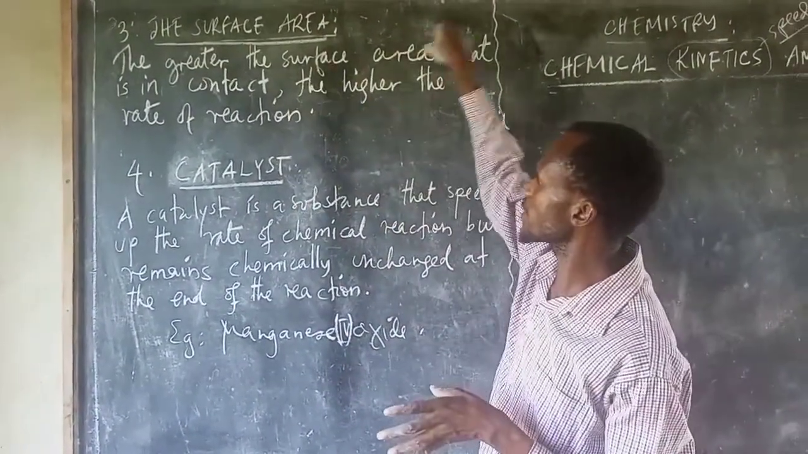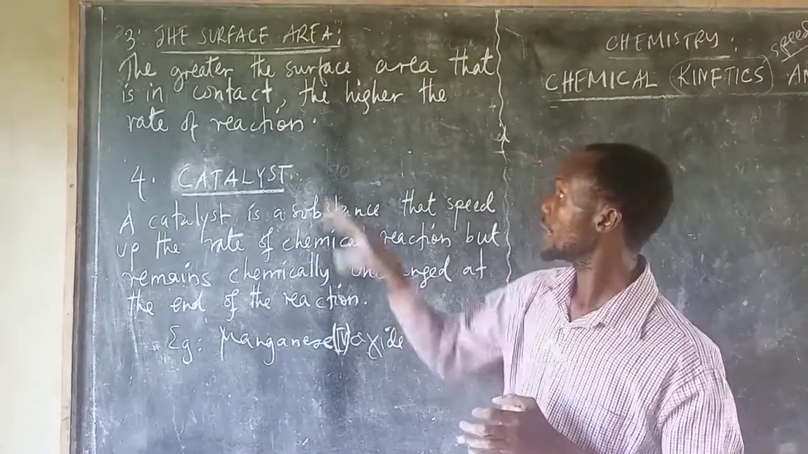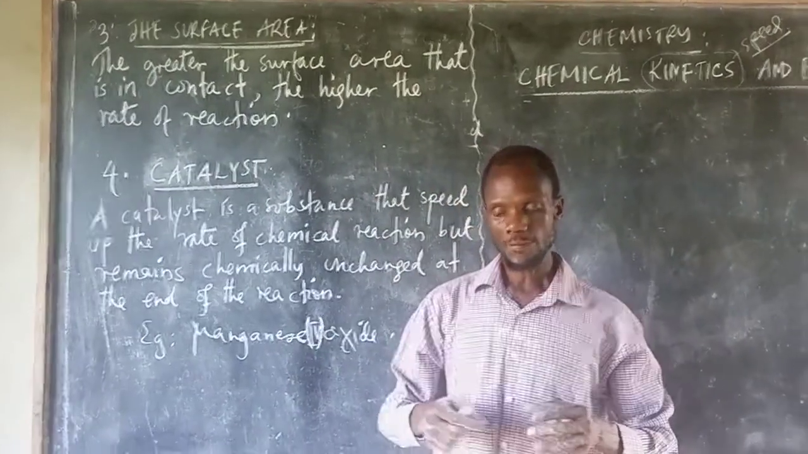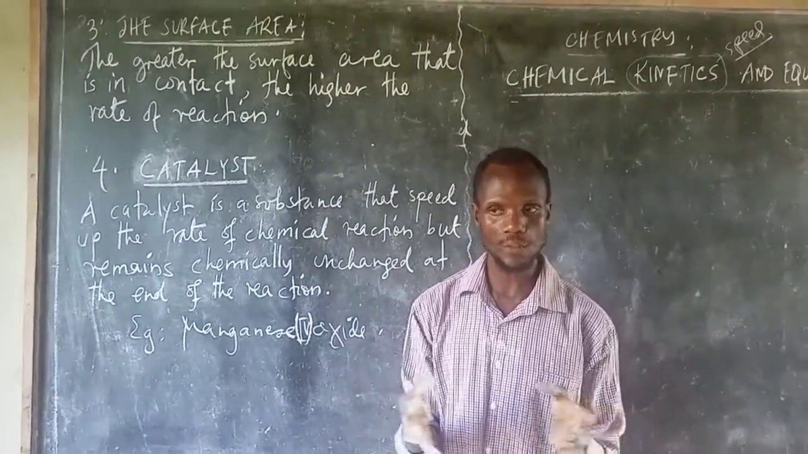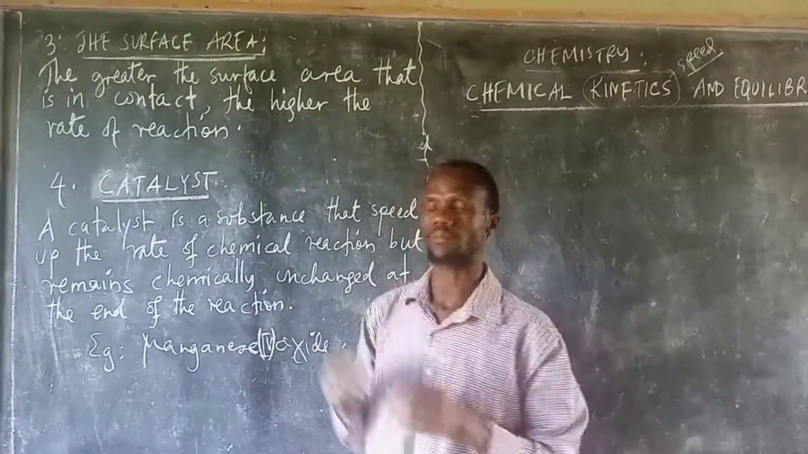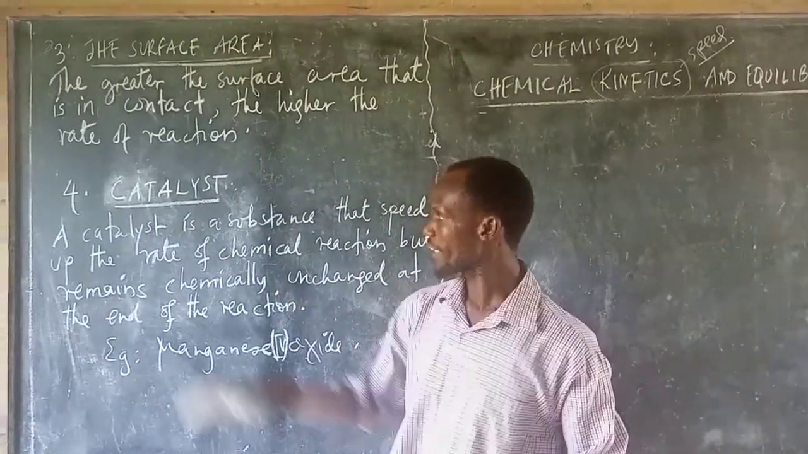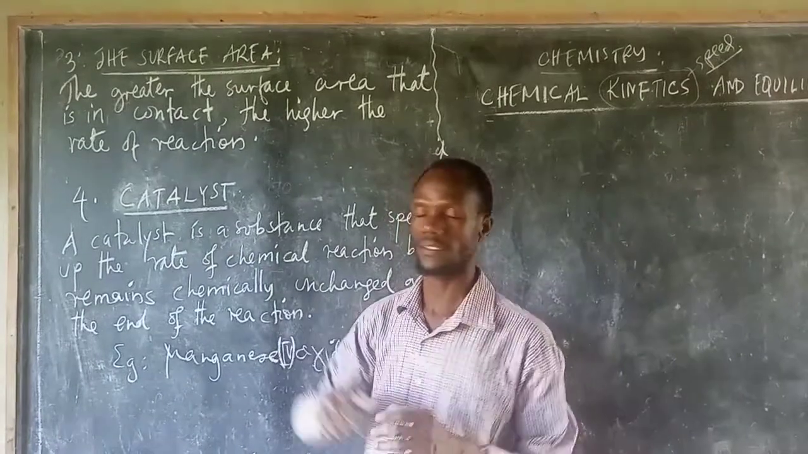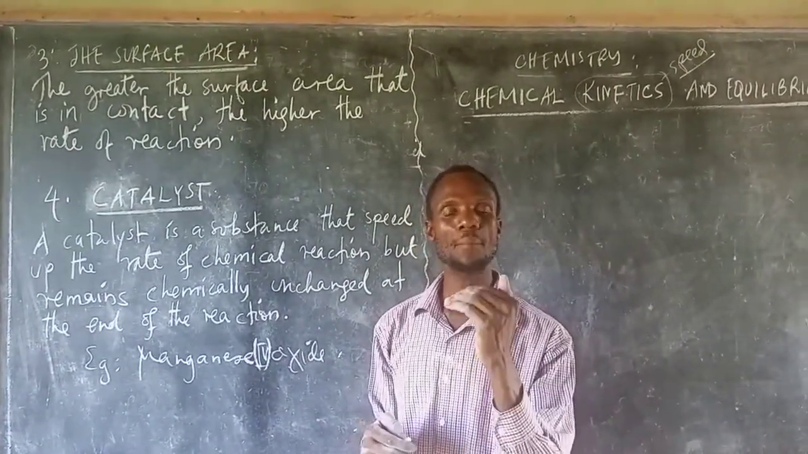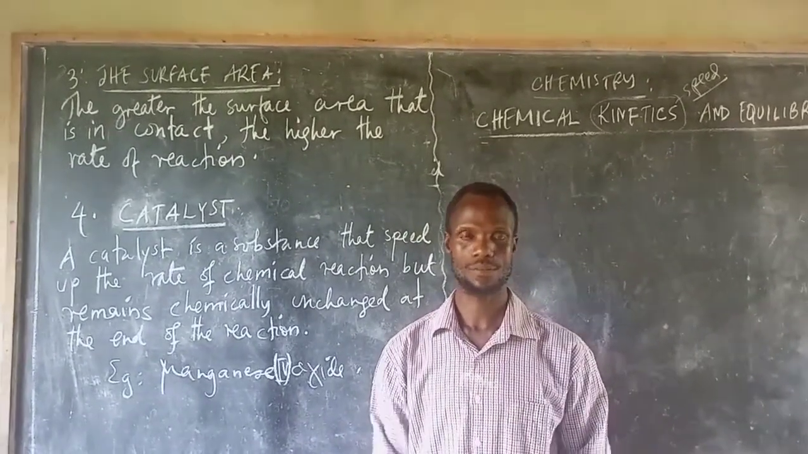the greater the surface area that is in contact, the higher the rate of the reactions. If now the surface area that is in contact with the reactions, that surface area, as you keep on increasing, you are increasing the rate of the chemical reactions. But the first factor is that catalyst. It's called catalyst. Catalyst is a substance that is there to speed up the rate of chemical reactions.